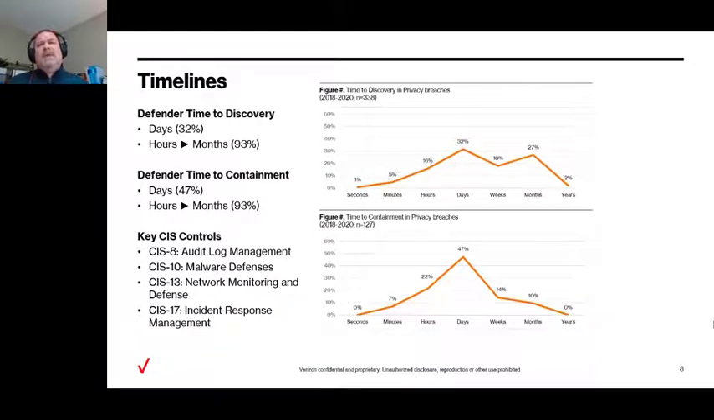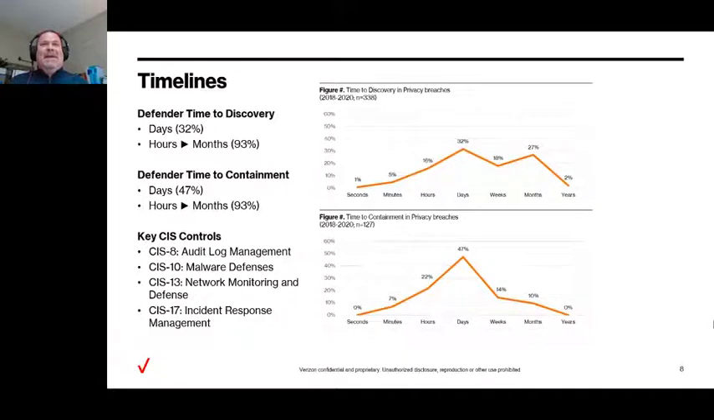But again, it really does depend on the nature of the privacy breach. It can take anywhere from hours to months in terms of the discovery, as well as hours to months in terms of the time to containment. So a lot of time can occur between the exfiltration and the discovery. A lot of damage could have occurred in terms of what the threat actors are doing.